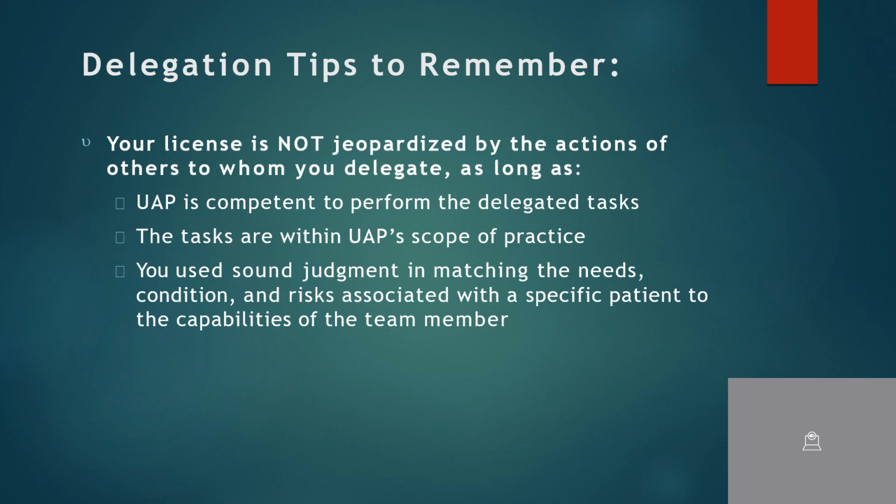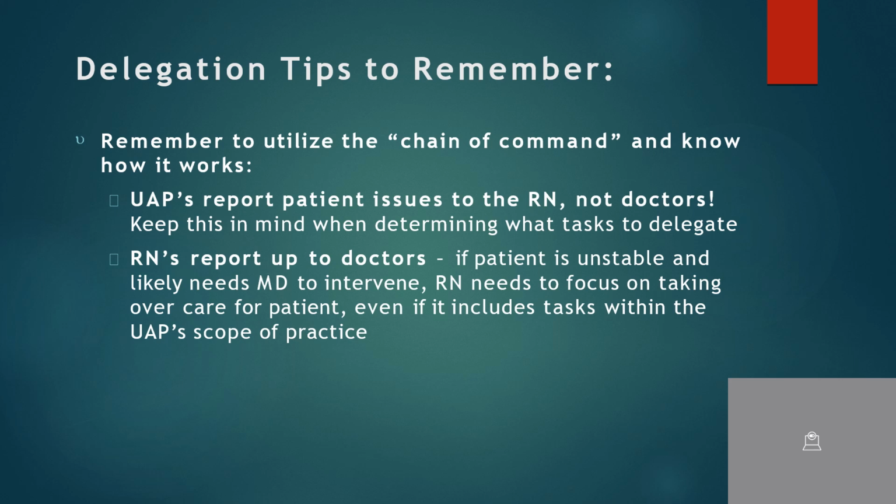Your license is not jeopardized by the actions of others to whom you delegate, as long as you're sticking to the 5 rights. They're competent to perform the task, it's within their scope of practice, and you use sound judgment in assessing the needs and conditions. Because at the end of the day, if you delegate something to a UAP that other people might say, looking at the shift, they can't handle that, whose license is it going to fall under? Yours. So that's why it's so important to always remember. Look how hard you guys are working just to get that license. You want to use it just because you delegated something to the wrong person? No.